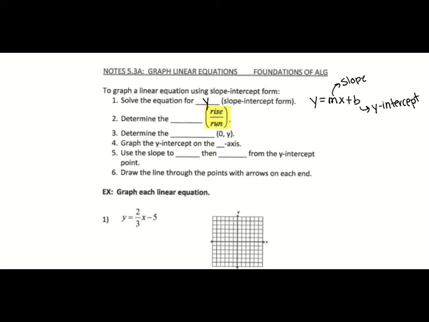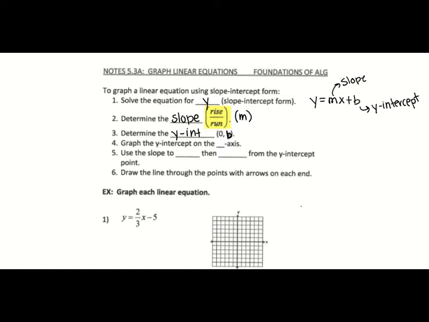Then we need to determine the slope, which is our rise over run, or our m. When we have it in that y equals mx plus b form, it'll be really easy to pick out what that m is. Then we need to determine the y-intercept, which will be easy to find. This should be a b right here, because we will know what our b is from our slope-intercept equation. We'll be able to know our y-intercept.